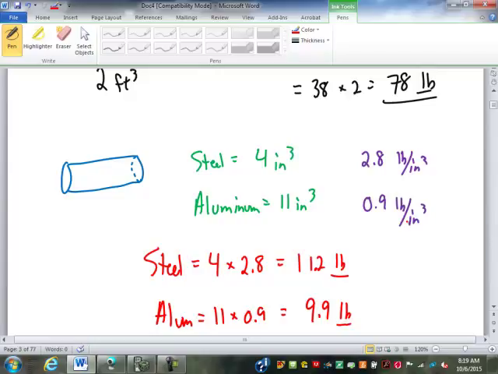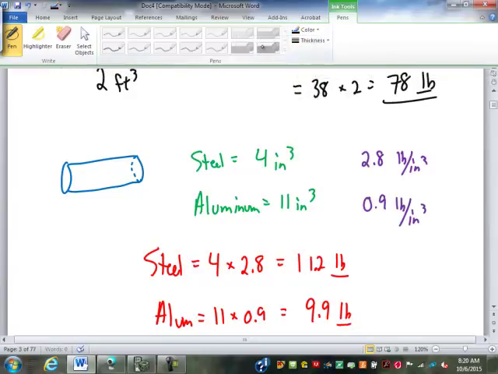Now there's also price considerations. I've seen it where the aluminum still may weigh slightly more, because it has to be so much larger to get the same strength, but aluminum is less per pound, so it's still cheaper to build it out of aluminum. So there's that consideration as well.